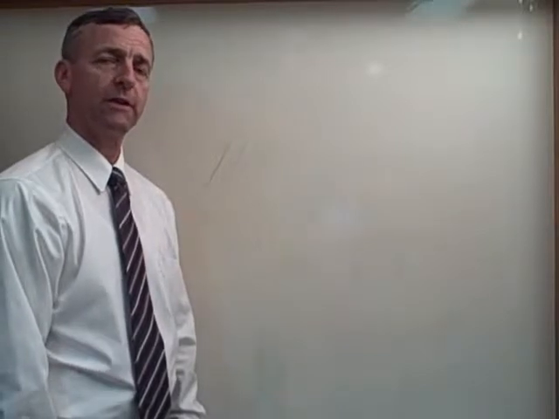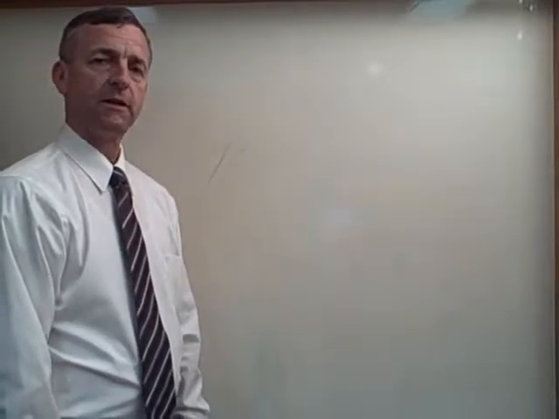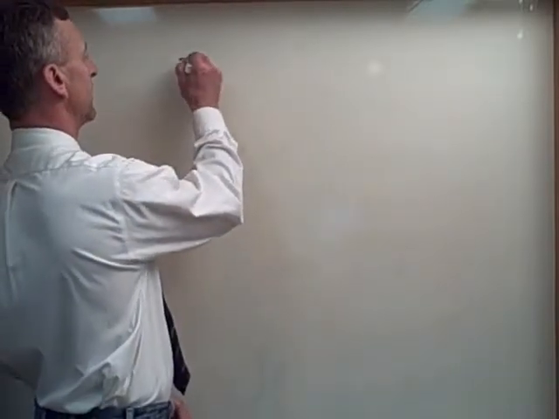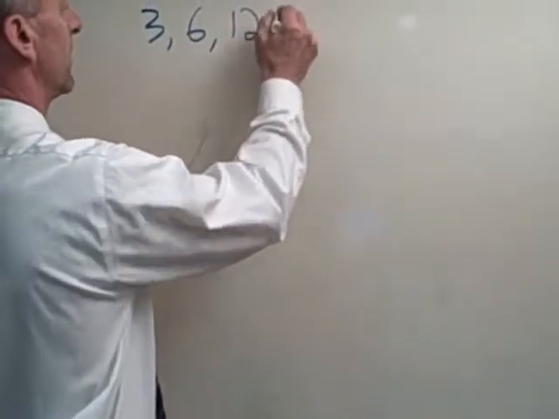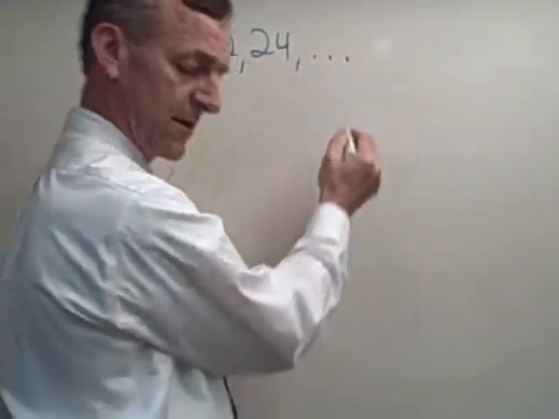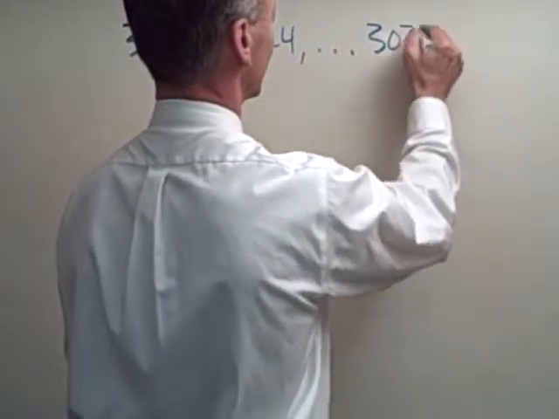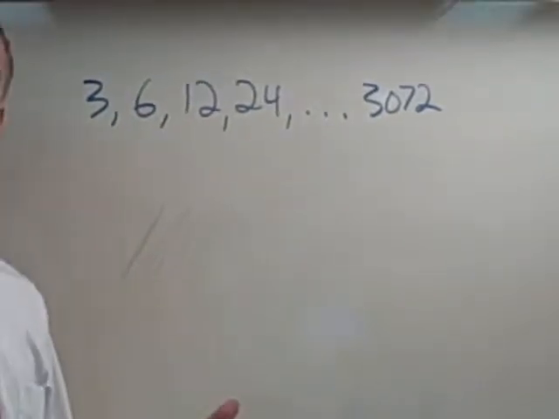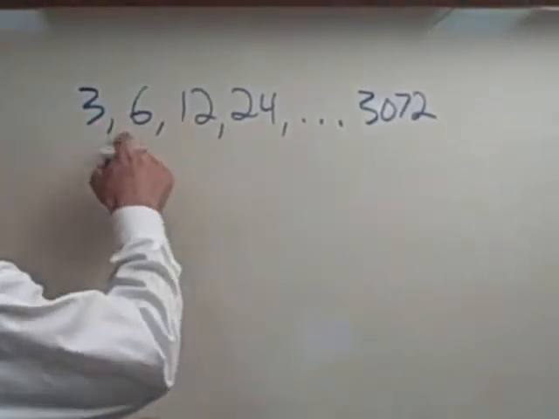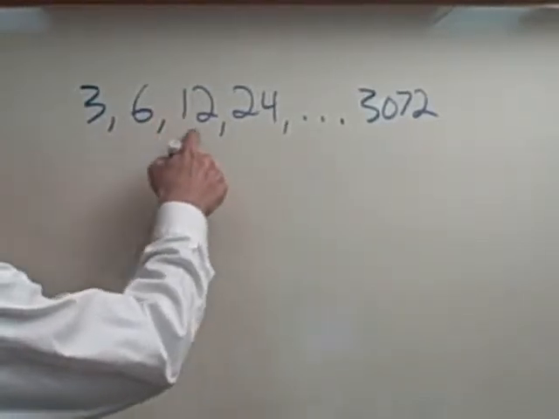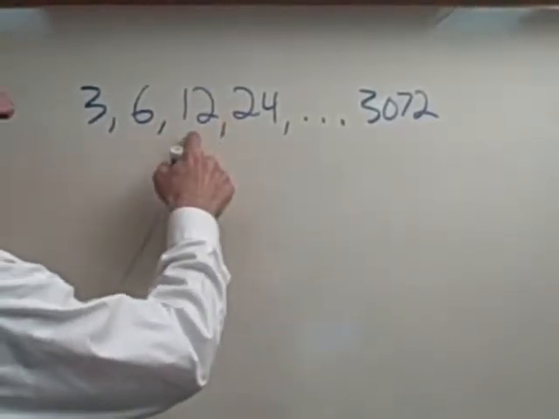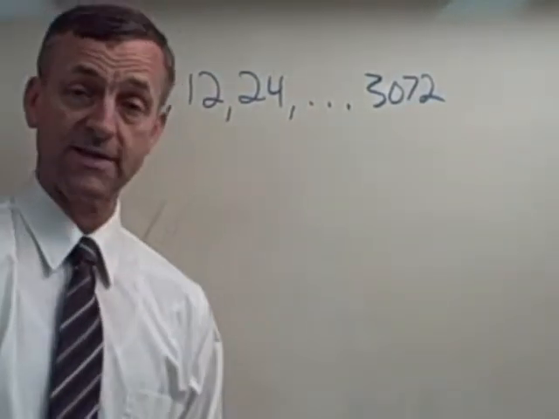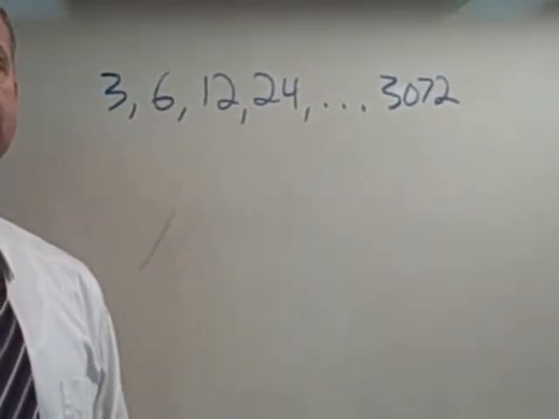You were introduced to those in the homework last night, and one of the sequences that you were given was this. We know it's not an arithmetic sequence because the differences, 3 to 6 is a jump of 3, 6 to 12 is a jump of 6, which is not constant. We have a jump of 12 here. Therefore, with not a constant difference, we know this is not an arithmetic sequence.